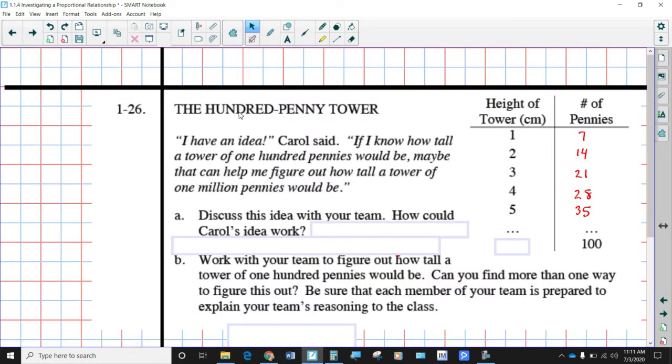Okay, so now Carol says, I have an idea. If I know how tall a tower of 100 pennies would be, maybe that could help me figure out how tall the tower of 1 million pennies would be.